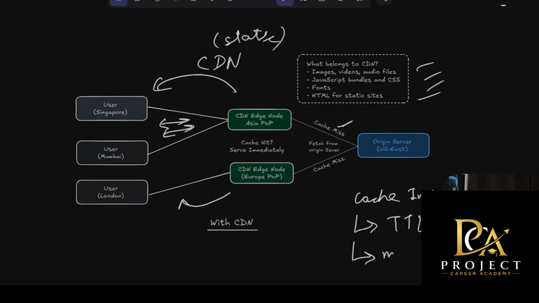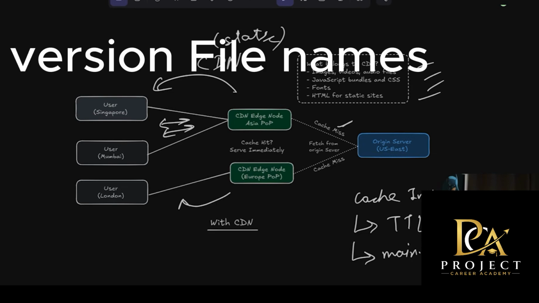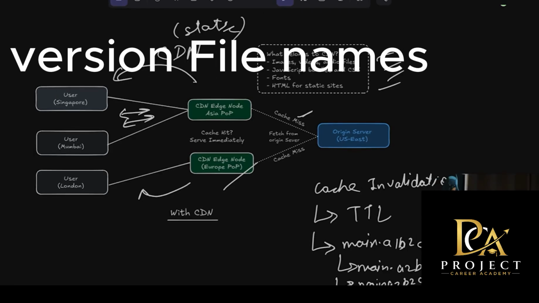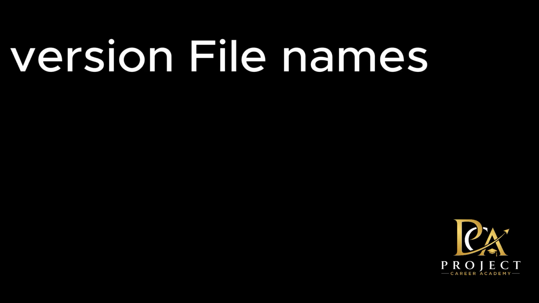Strategy 2 is called versioned file names. This is another common approach. Instead of reusing the same file name, we generate a new file name whenever the file changes. So for example, if your file name was A1B2, after deployment, it would be A1B2C3. After another deployment, it will be A1B2C4, right? Because the file name is changing, the CDN will treat it as a completely new file. And so this will guarantee that the users will receive the latest version and not the old version.